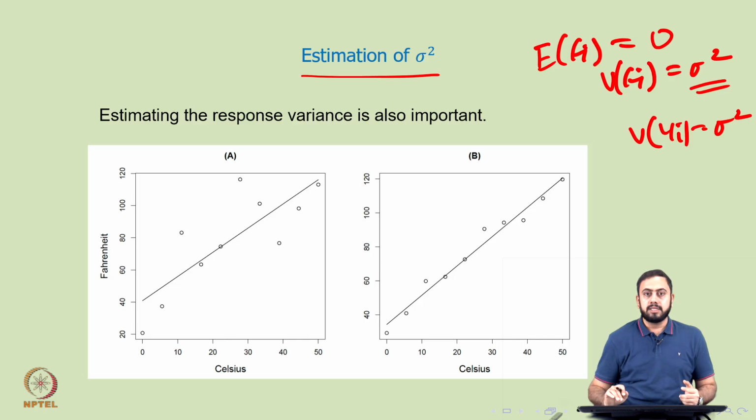So here you will see two thermometer brands. On the left hand side you have type A, on the right hand side you have type B, and of course on the left hand side you have more variance or more scatter, on the right hand side you have much closer values to the straight line, and so on and so forth. So of course, which brand is more useful? Of course the one which has the lesser variance.